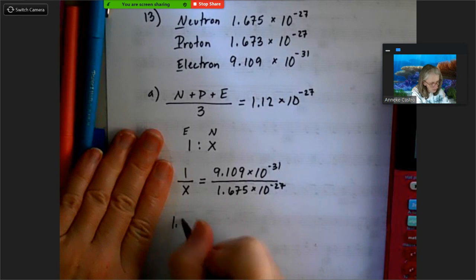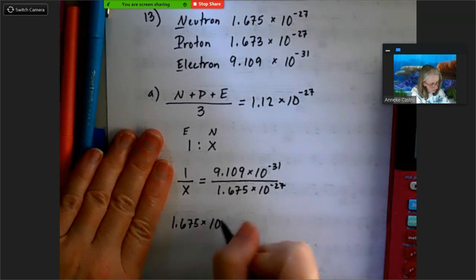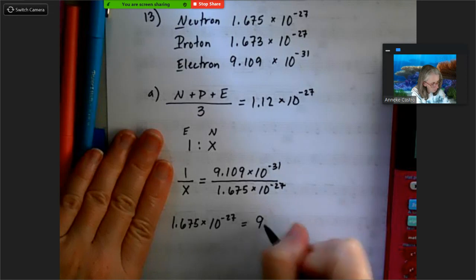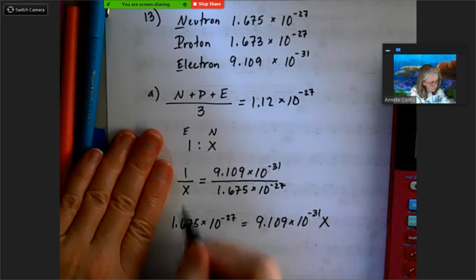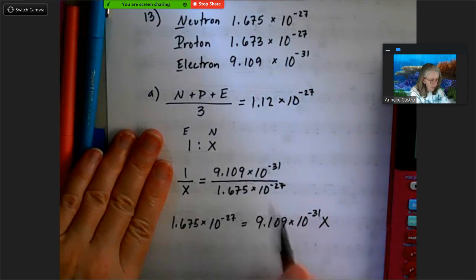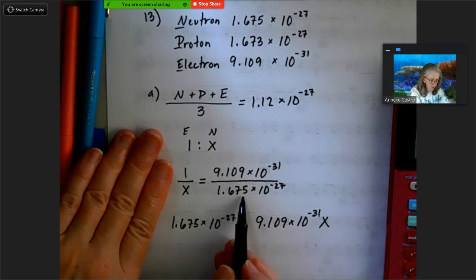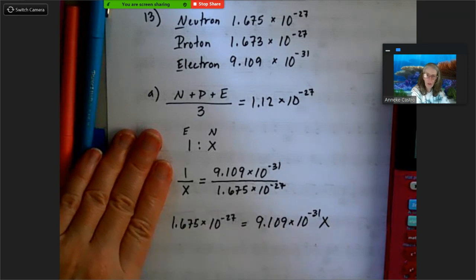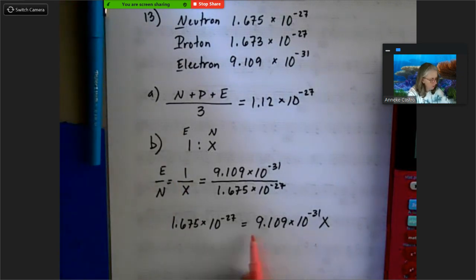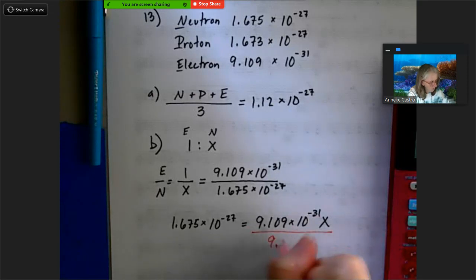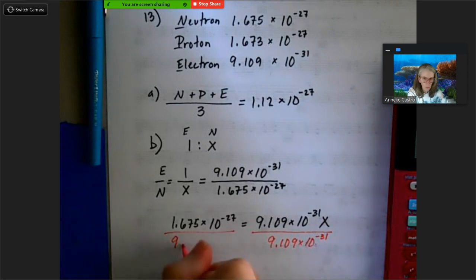So I'm going to have 1.675 times 10 to the negative 27th is equal to 9.109 times 10 to the negative 31st x. So I'm multiplying both sides by x, bringing the x over here, and multiplying both sides by 1.675 times 10 to the negative 27th, and it comes over here, also known as cross multiplying. Now to get the x by itself, I'm going to divide both sides of the equation by this coefficient of x, 9.109 times 10 to the negative 31. Same thing over here, 9.109 times 10 to the negative 31.